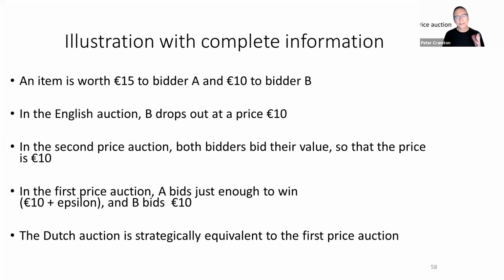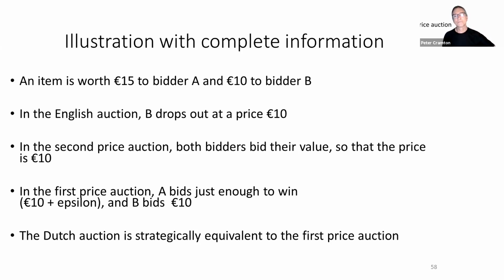Okay, so just to build intuition a little bit, let's jump back quickly to the complete information case. Now bidder A has a value of 15 euros and bidder B 10 euros, and there's just the two of them. So English auction, what happens? Well, the price gets bid up until we hit 10 euros, and then bidder B drops out, and A is the winner at a price of 10 euros. Second price auction, what happens? They both bid their values. Bidder A wins and pays the second highest price, 10 euros.